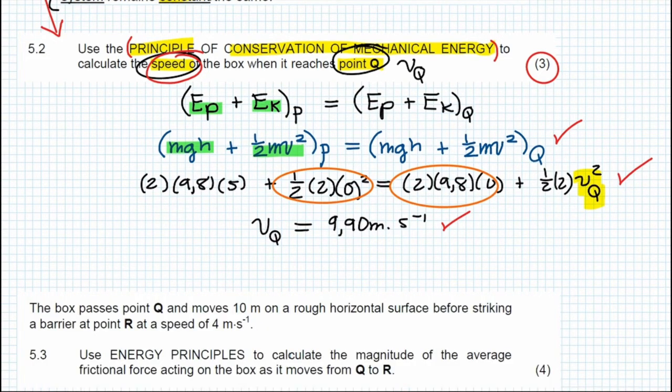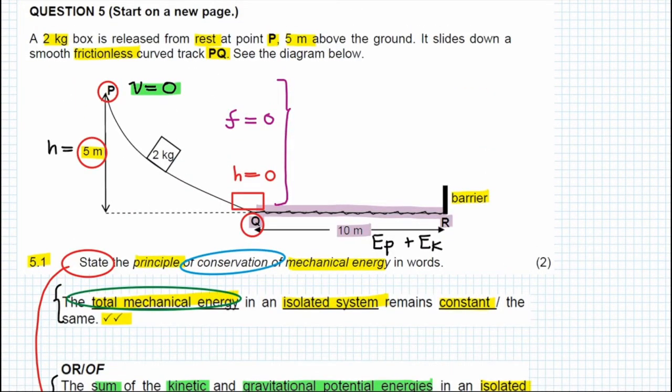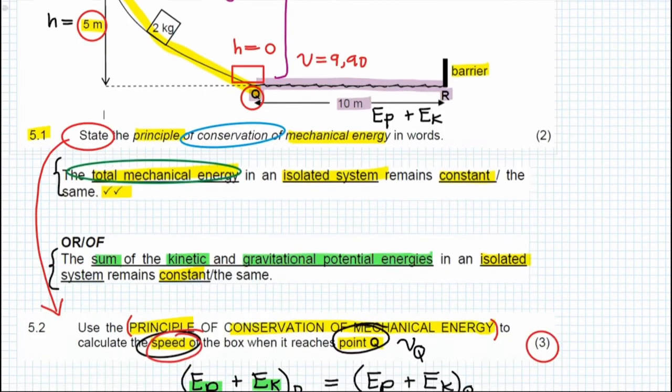Before we go on to question number 5.3, let's go back up to the diagram and add this value onto the diagram. We now know that at position Q, the speed is going to equal 9,90 meters per second. That is new information, and we're going to include it on our sketch. We so far looked at the motion from P to Q. Okay, that is one part of the motion. Do not try to look at everything all at once. We're done with the first section. Now we are moving on to the next part of the motion.